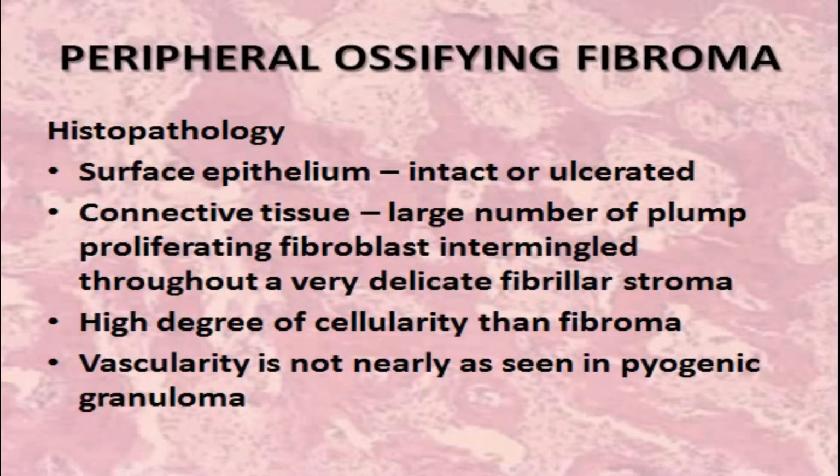Coming to the histopathological part, regarding surface epithelium, which may be either intact or ulcerated. Connective tissue stroma, we can see large number of plump proliferating fibroblasts intermingled throughout a very delicate fibrillar stroma. High degree of cellularity than fibroma, so we can differentiate it from fibroma. Vascularity is present, but it is not nearly as seen in pyogenic granuloma, but it is more than that of fibroma.